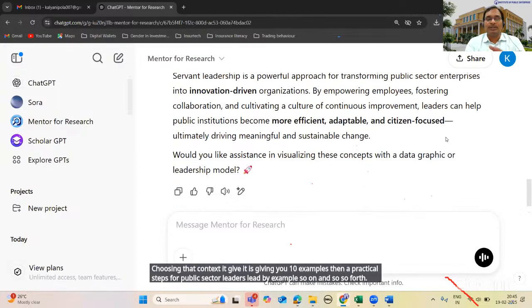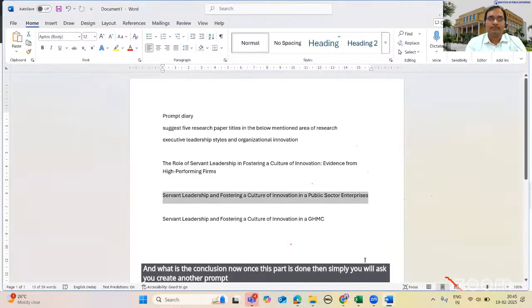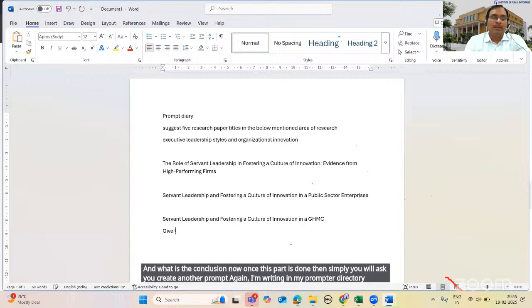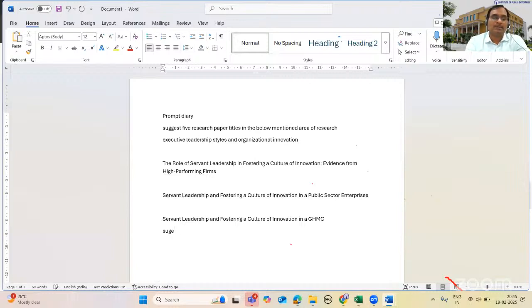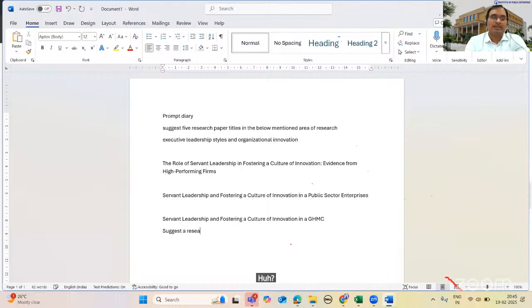And what is the conclusion? Once this part is done, you create another prompt. Again, I'm writing in my prompt directory. Suggest a research design and research methods for this study.